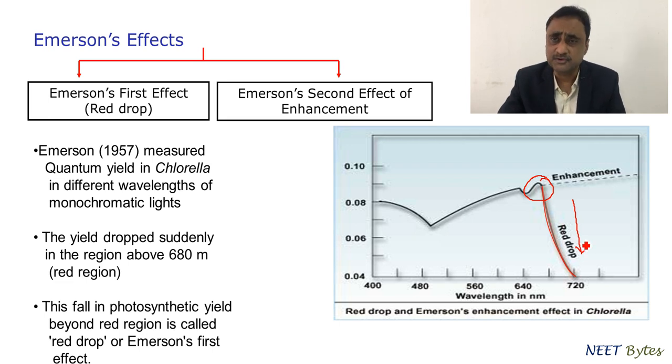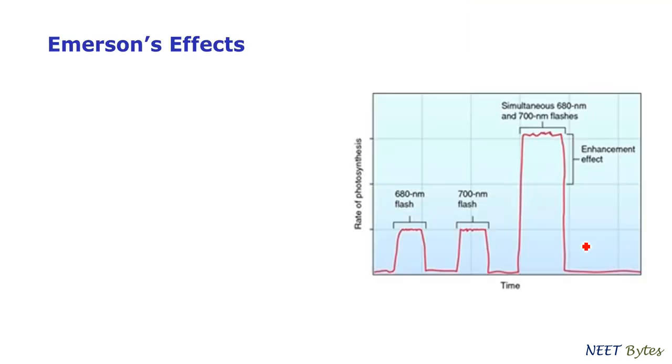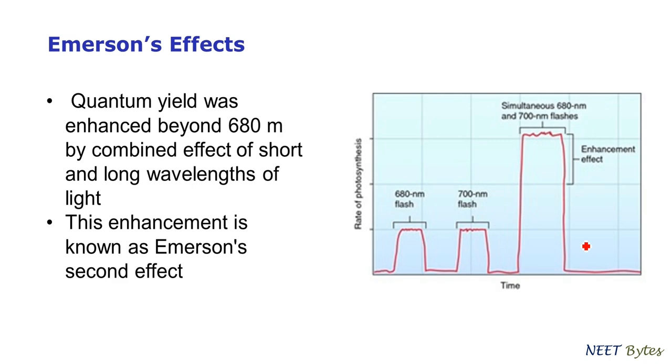So to answer why it actually falls, he did another experiment, which we call the Emerson enhancement effect. For this he gave two wavelengths of light simultaneously, one of shorter wavelength and another of longer wavelength. When the two superimposed beams of light were given, it was observed that the photosynthetic yield was much greater in comparison to when both lights were used individually. For instance, if you see over there, this is the photosynthetic yield for 680 nanometer and this is for 700, that is the longer wavelength and that is the shorter wavelength. If we sum them up, we won't get the total amount of photosynthetic yield that we got when using them simultaneously.